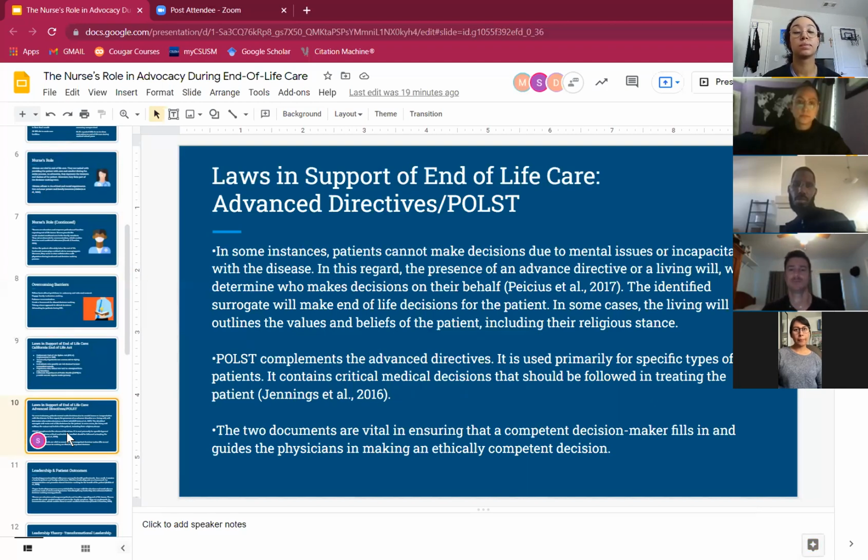POLST complements the advance directives. They're specific types of orders that carry out the medical-specific instructions in treating the patient. And like I said, this ensures that the patient is receiving exactly what they want at the end of life, and really deserving quality of life care rather than being rushed into a hasty decision. Next slide, please.